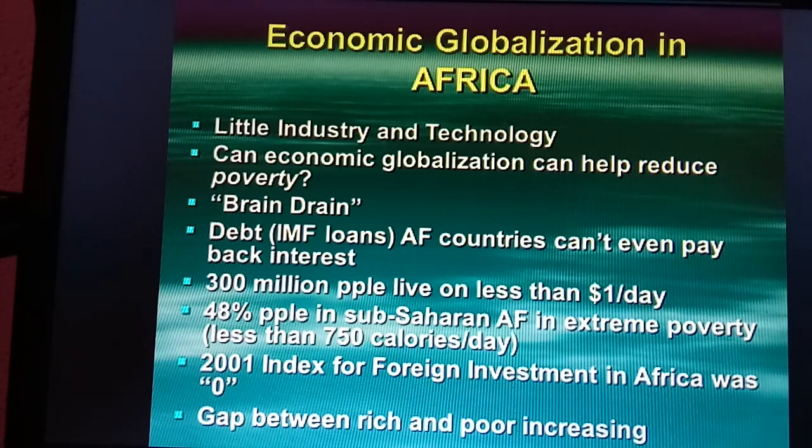In 2001, the index for foreign investment in Africa was zero. What does that mean in terms of economy? It's very bad, you know? So that's the index for foreign investment, zero. And the gap between the rich and the poor is increasing. So, there are also efforts to extend globalization in Africa, but it is confronted mostly by protests and rallies of the people.